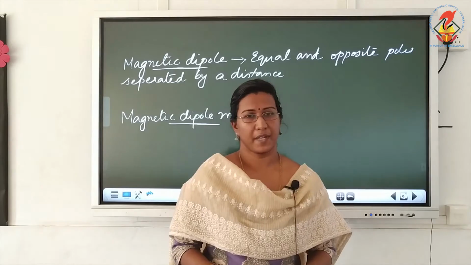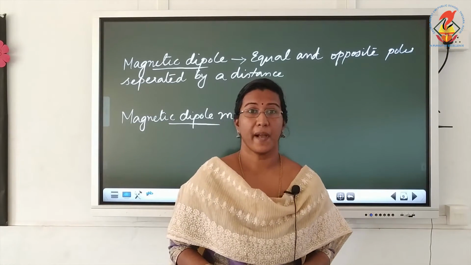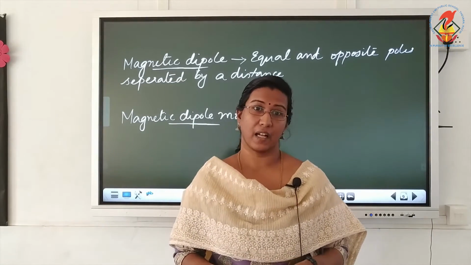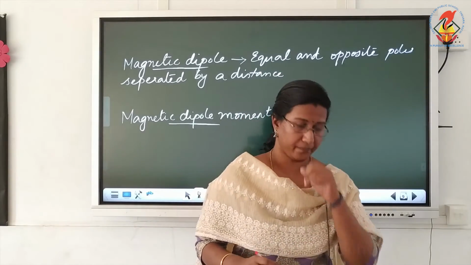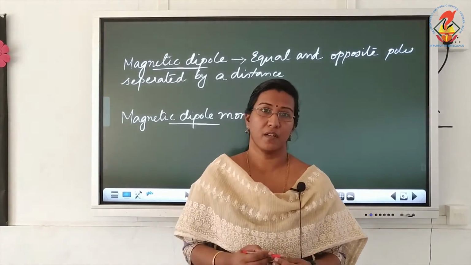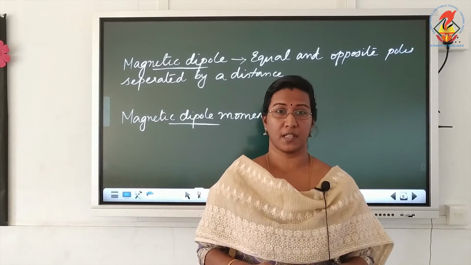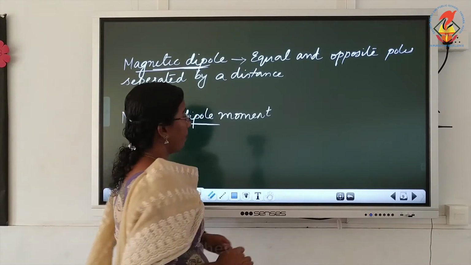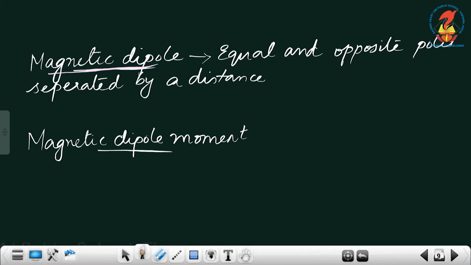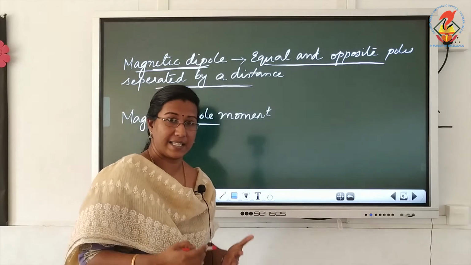Students, in this video we are going to find the magnetic field along the axial and along the equatorial point of a bar magnet. Before going into the derivation, we have to study two new terms. First one is magnetic dipole. Magnetic dipole means equal and opposite poles separated by a distance.